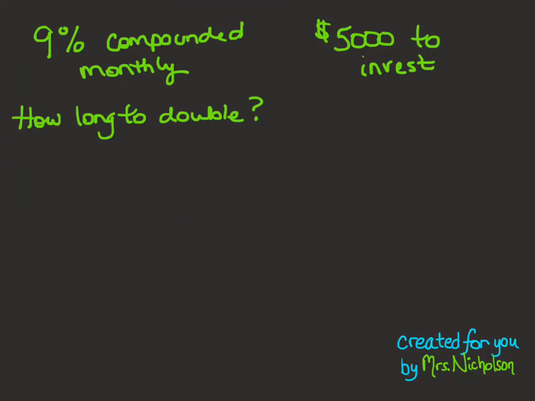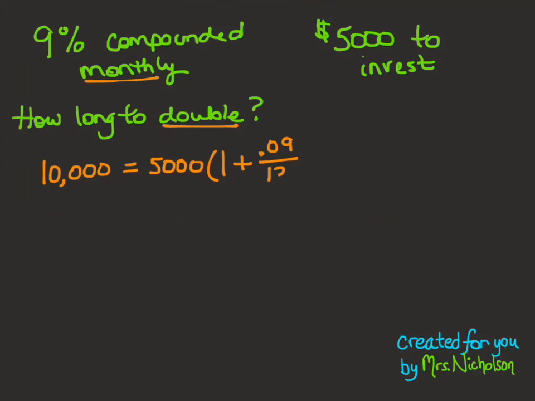So let's plug this information into the formula. The resulting amount, if I'm going to double my money, that means that I want the result to be $10,000. I'm still starting with the same $5,000 times 1 plus my rate, in this case is 0.09. The number of times compounded, they told us that we were compounded monthly, so we're going to compound 12 times, and I'm going to raise that to the 12 times t power.